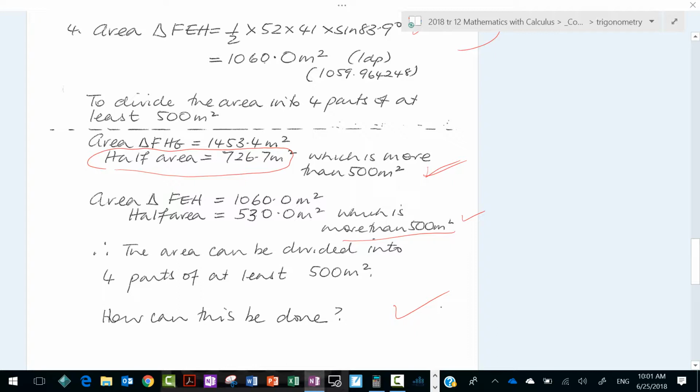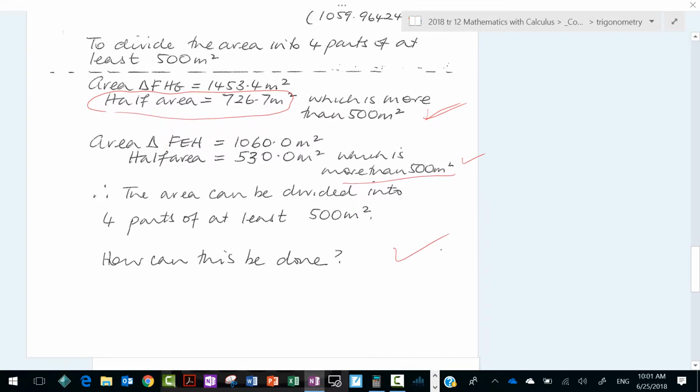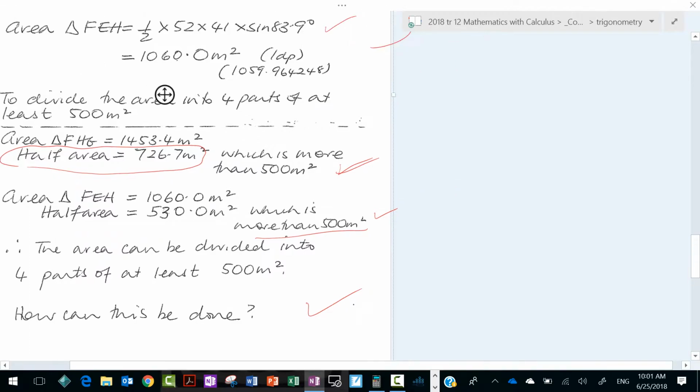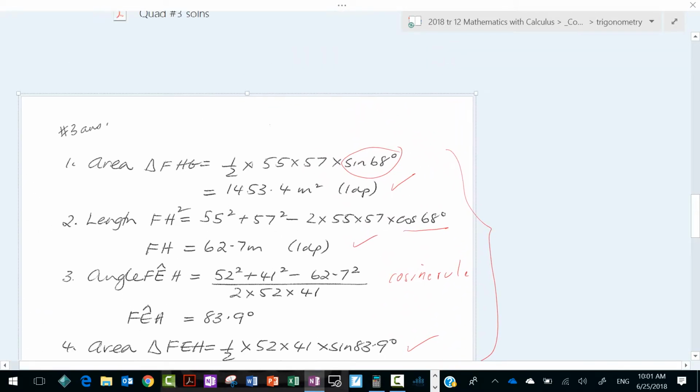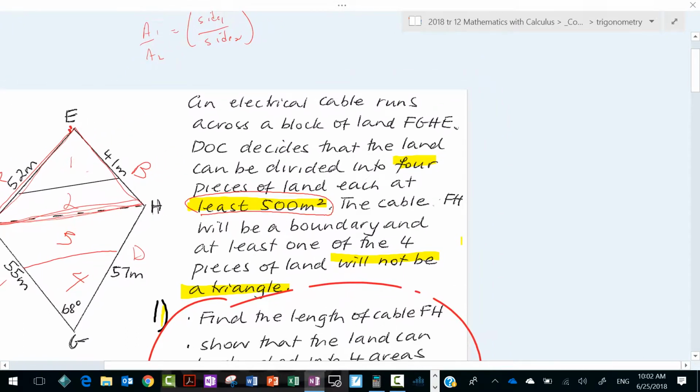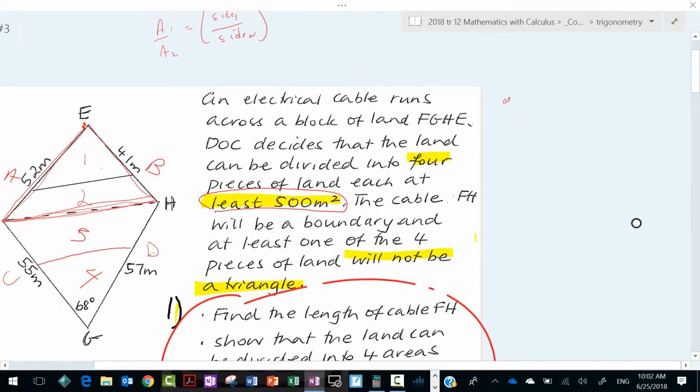So we've done that. We've talked about how that can happen: we can divide it into half. But now we've got to get into how this can be done, and what strategies we would use. This is where the next phase of things comes in. How can this be done? It means that you can assume isosceles triangles.